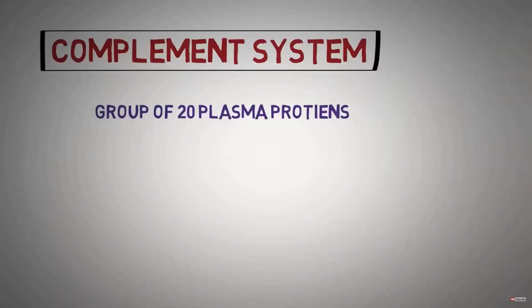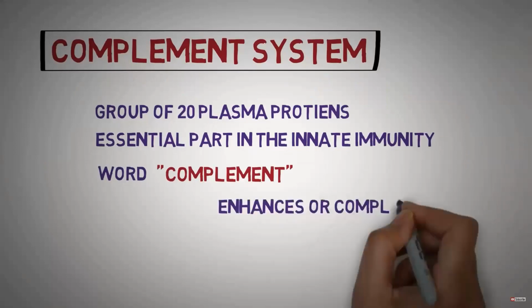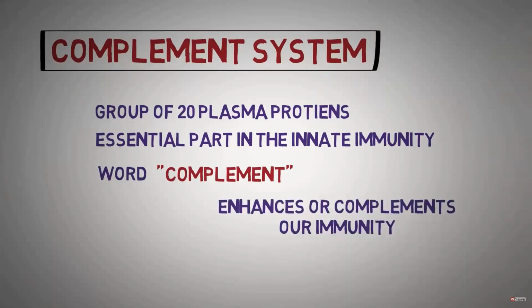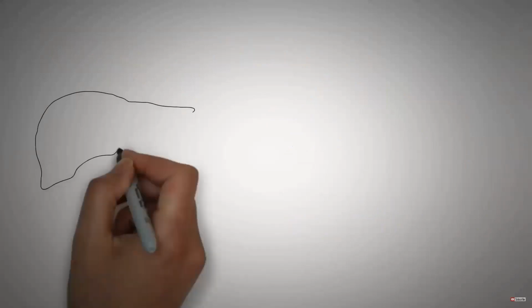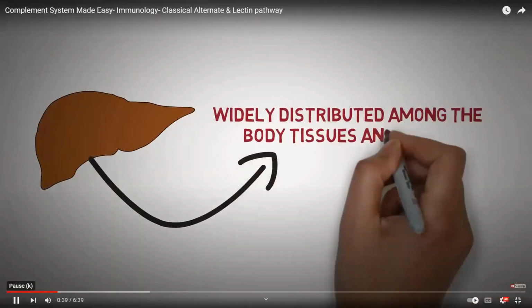So the complement system is a group of about 20 plasma proteins that form an essential part of innate immunity. The word complement is used because the complement system enhances or complements our immunity. The complement system proteins are mainly synthesized in the liver and then widely distributed among the body tissues and fluids.